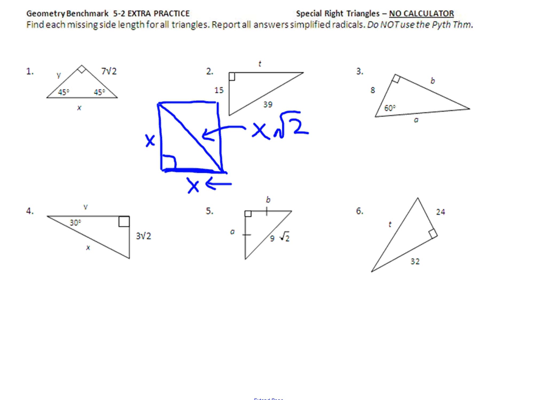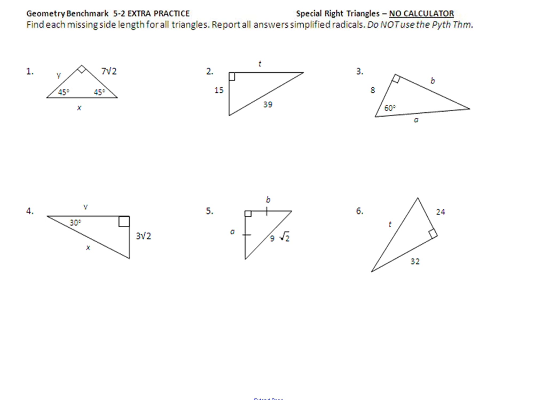So even if that leg is like 8 square roots of 3, you still have to take that, squeeze it in for x up there. So we'd have 8 square roots of 3 times square root of 2, and we'd have to simplify that stuff. So we have some interesting problems to work on here.